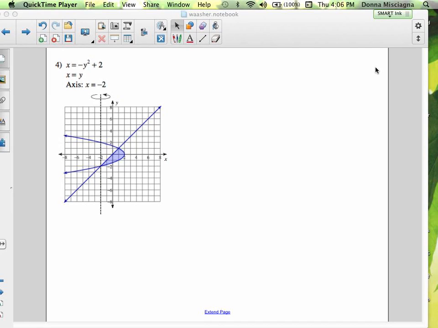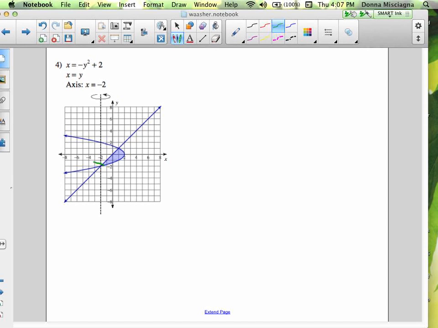So now we're revolving around a vertical line, not the y-axis again, and it's drawn in here. So now we go for when we integrate with respect to a vertical line. When our axis of revolution is a vertical line, it's going to be right minus left. Right?